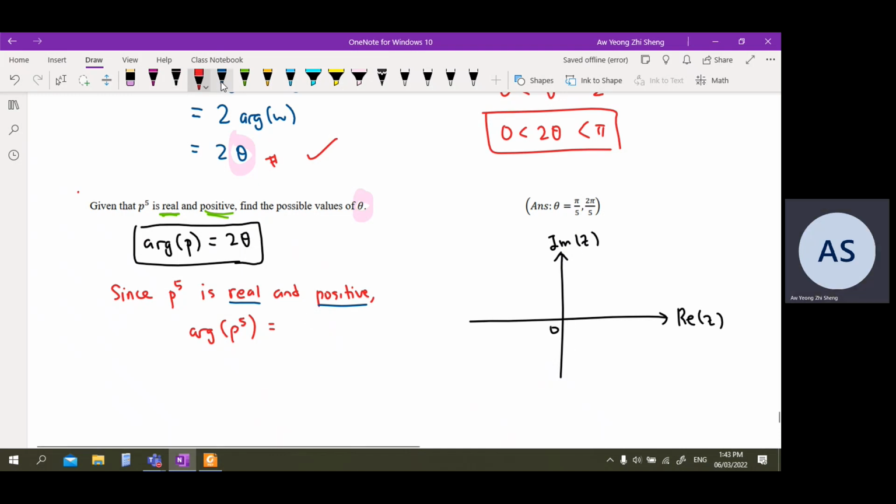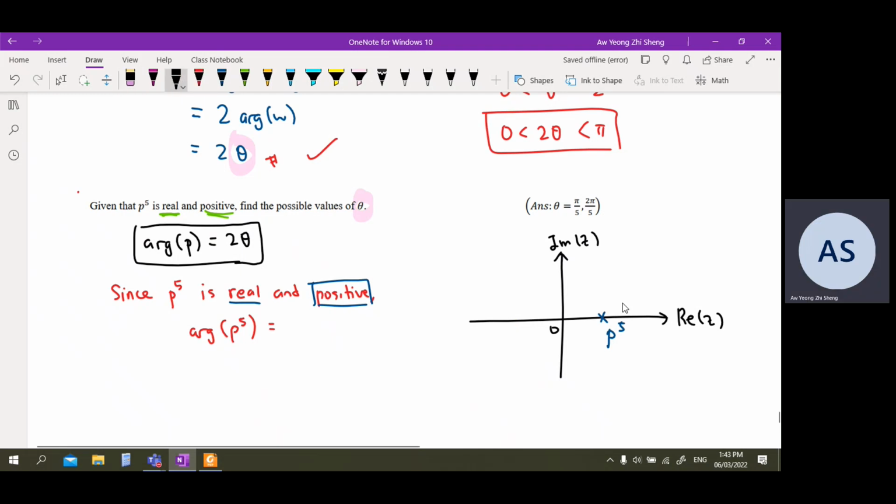Okay. Now, because it is a positive real number, it must be a point on the positive real axis. P power 5 must be a point on the positive real axis. It can't be on the other side, because if it's on the other side, its x coordinate would be negative. But here we know that p power 5 is a positive real number, so its x coordinate must be positive.